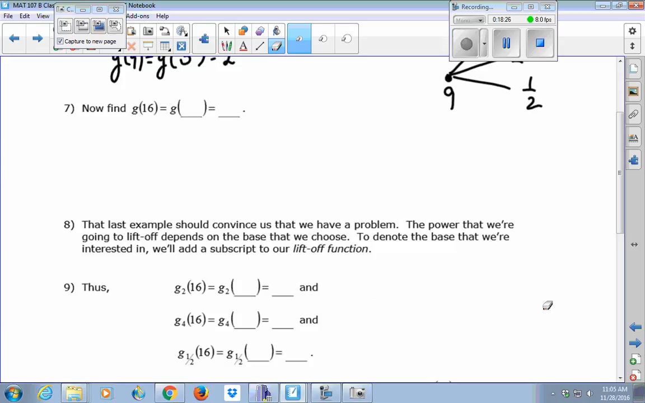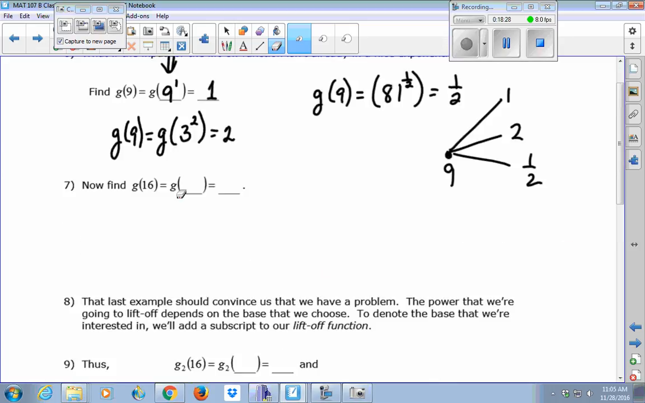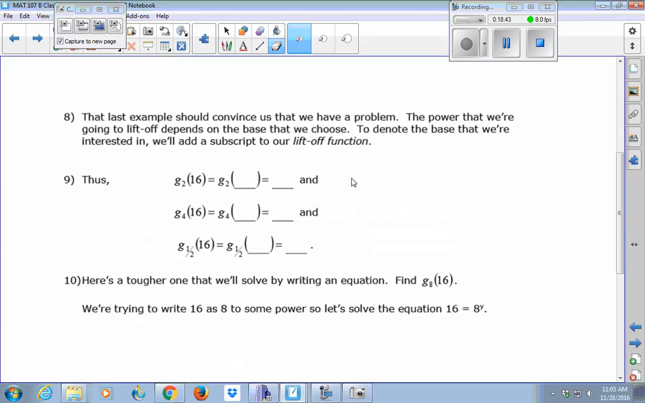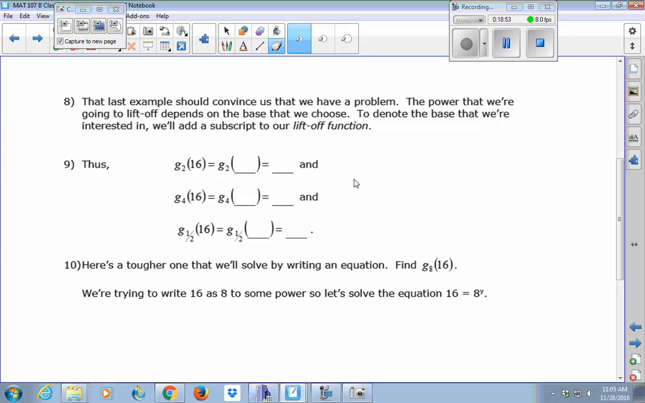The power that we're going to lift off, whatever power we lifted off here, depended on what its base was, right? In this first one, when the base was 9, we lifted off 1. When the base was 3, we lifted off 2. When the base was 81, we lifted off 1/2. So we definitely have a problem. So to make this problem go away, we're now going to tell our liftoff function what the base is by using a little subscript that sits just a little bit below G to the right. This is going to tell us what the base is for this input.